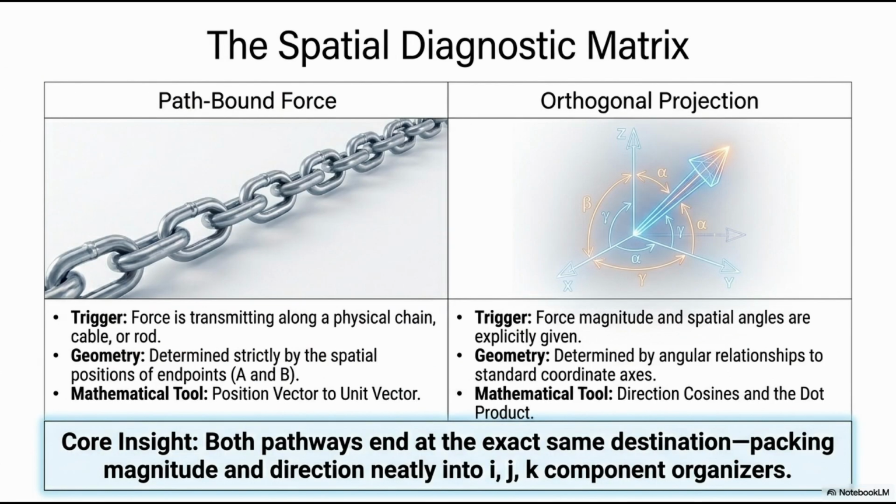Problem 2.1.11 relies entirely on the positions of points A and B to determine the direction. Problem 2.1.36 relies on angular relationships to break the force down into components, and then uses the dot product to pull out the projections. At their core, both problems do the exact same thing. They take a force magnitude, combine it with directional information, and pack everything neatly into the IJK component organizers. The only difference is where we get that direction. If you are dealing with a chain or a rod, force follows the path, use the position vector to find your unit vector. If you need a specific axial projection, go straight to the dot product.